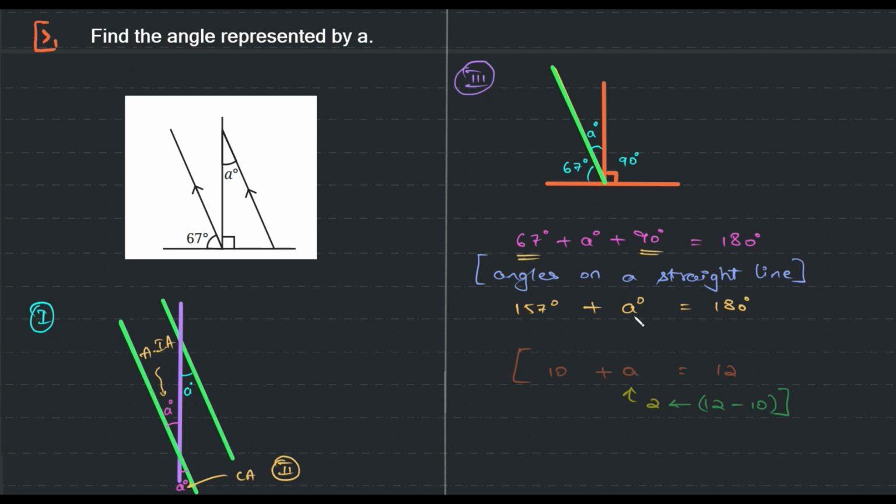Yes, we can. A degree will be equal to 180 degree minus 157 degree. And all of this will be equal to how much, guys? So 23 degree. And done. So that would be your answer.